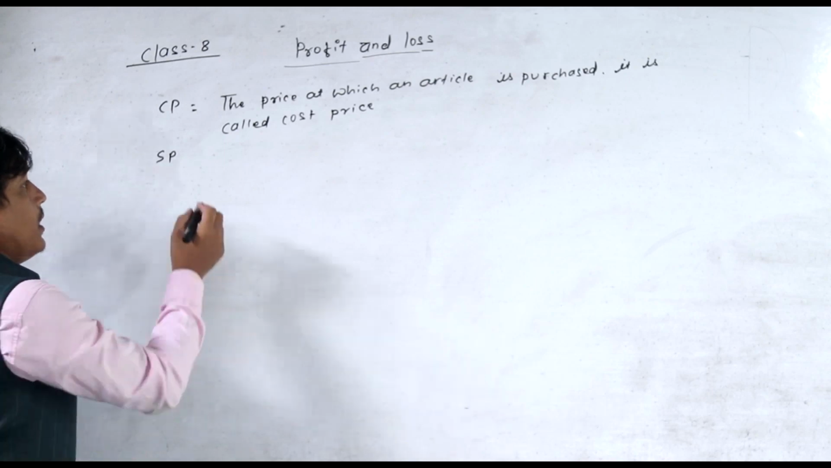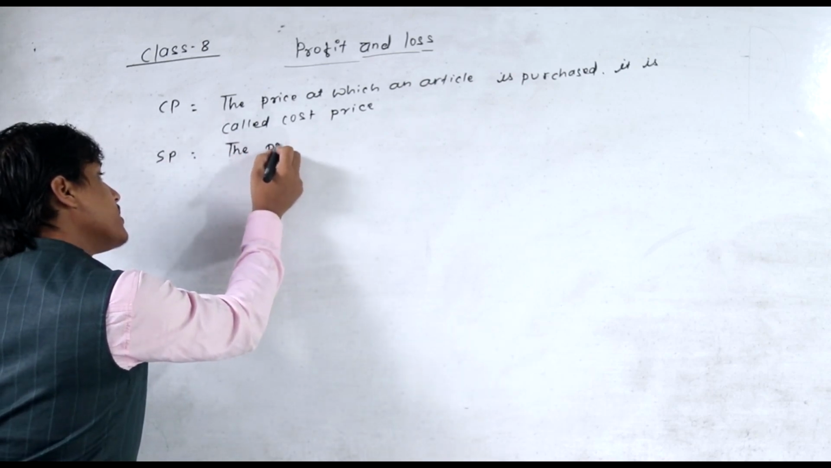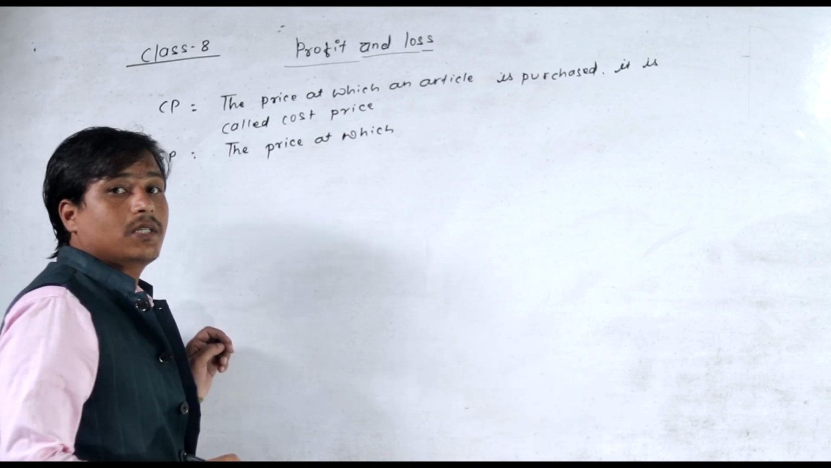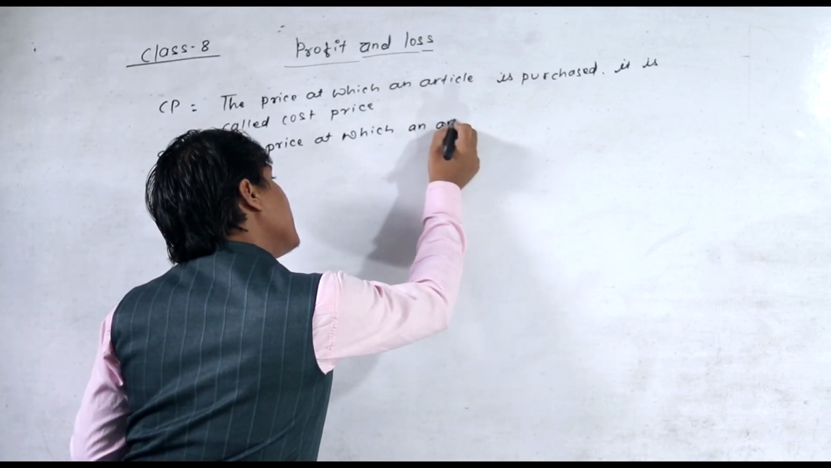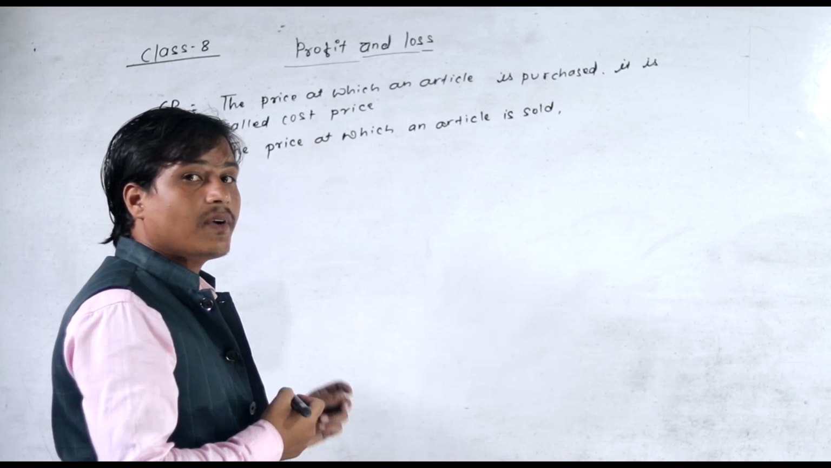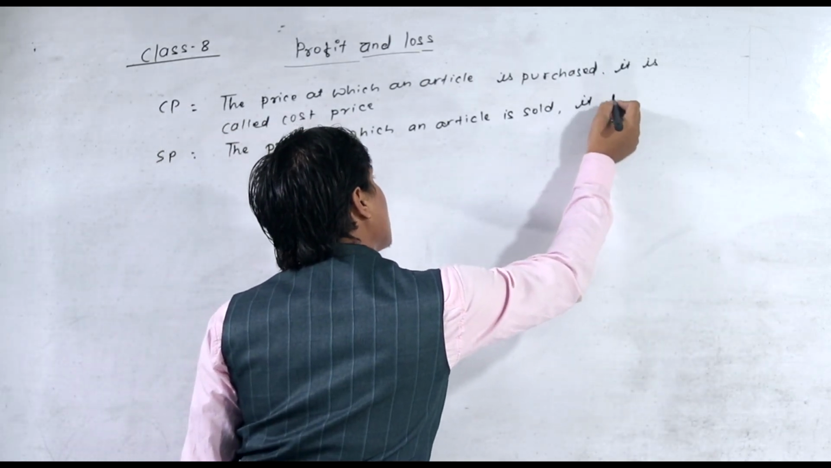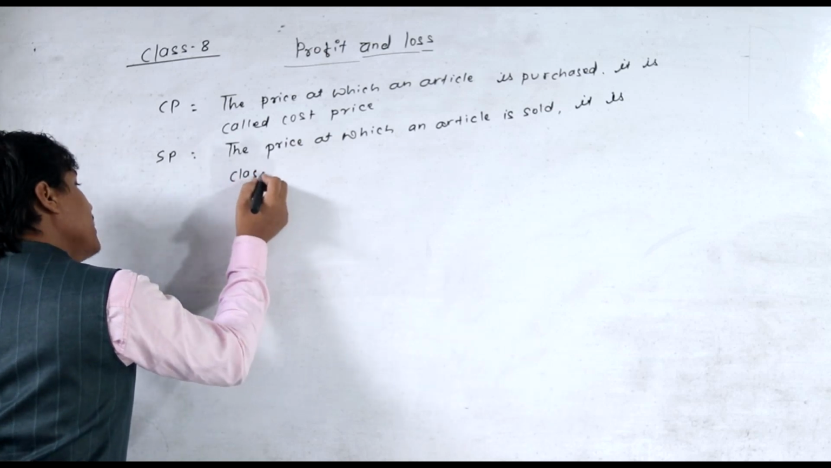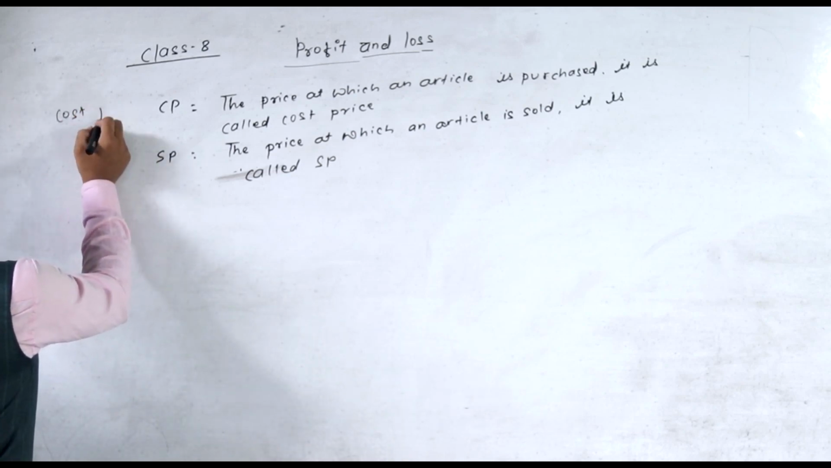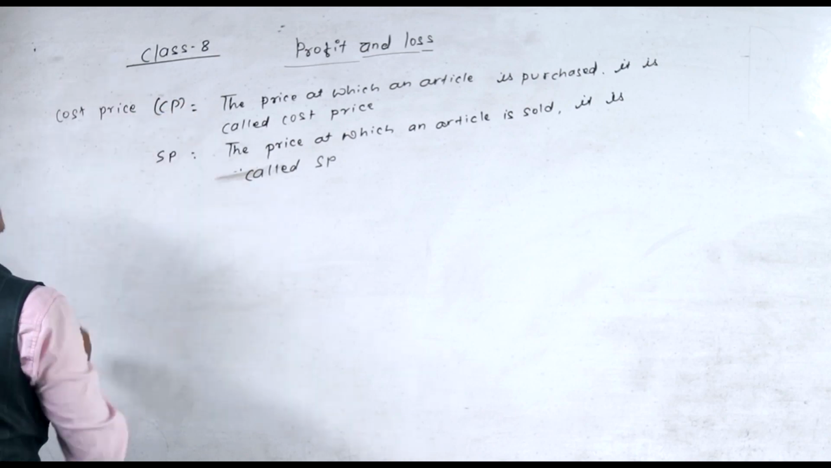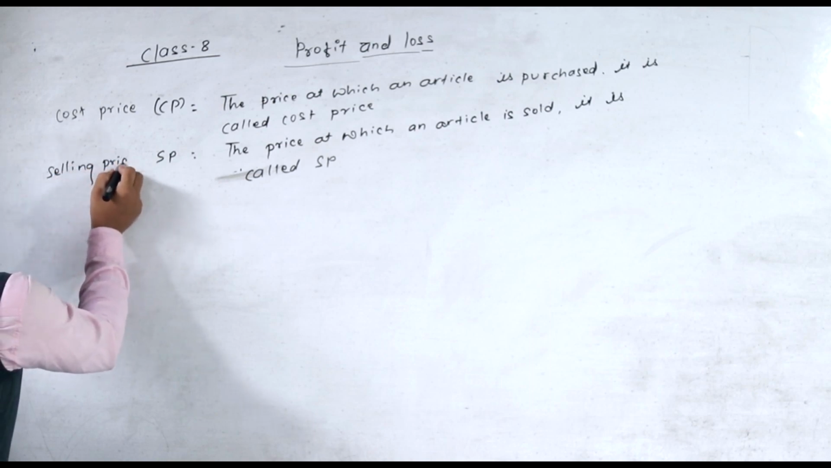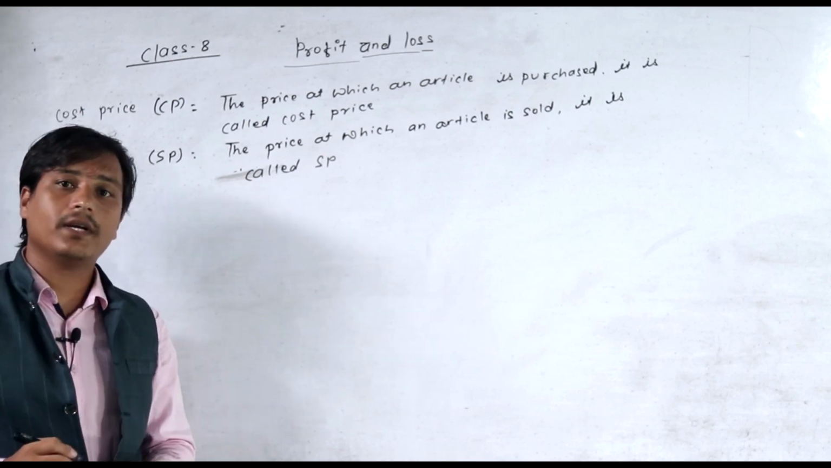And what is the SP? The price at which an article is sold is called SP. CP means cost price, and SP means selling price.